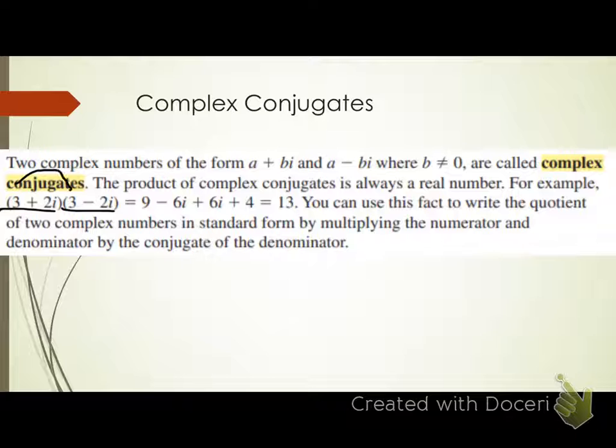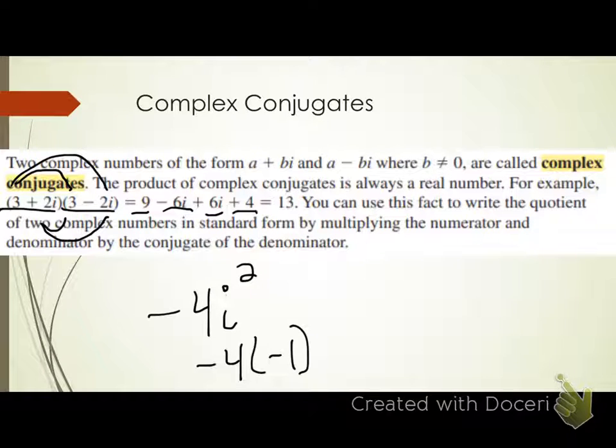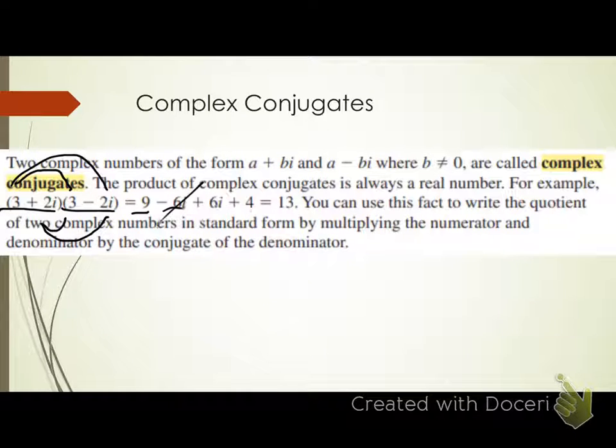If I FOIL, 3 times 3 gives me 9. 3 times negative 2i gives me negative 6i. 2i times 3 gives me 6i. And then 2i times negative 2i would give me negative 4i squared, which would be negative 4 times negative 1, which gives me positive 4. My imaginary values cancel each other out, so I'm just left with 9 plus 4, which gives me 13. So as we can see, anytime we multiply complex conjugates, we get a real number.